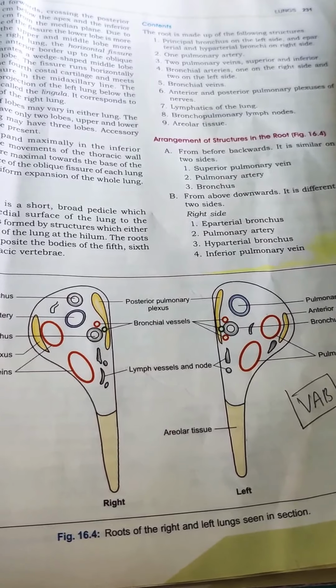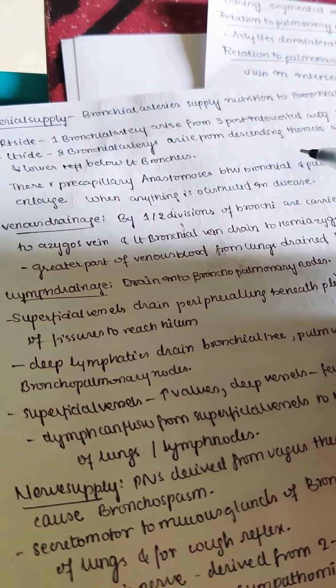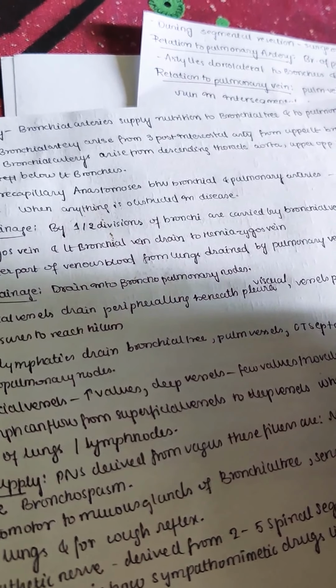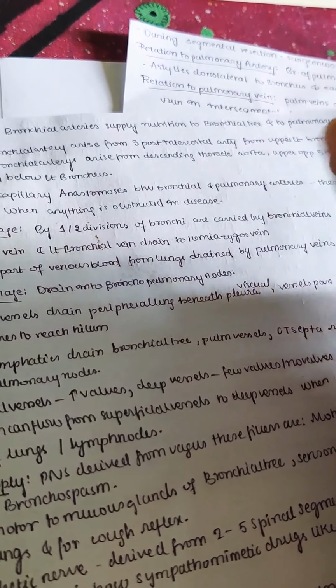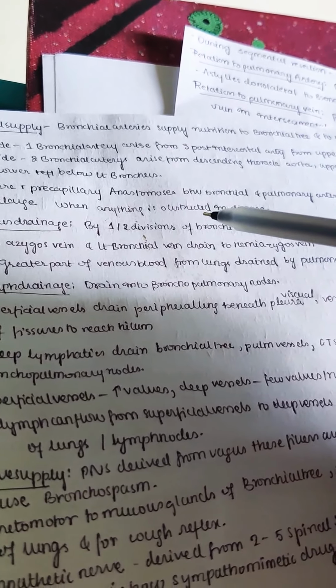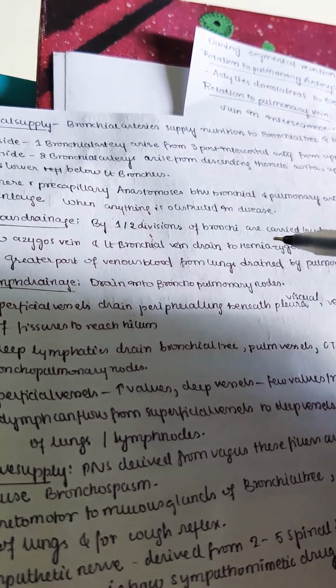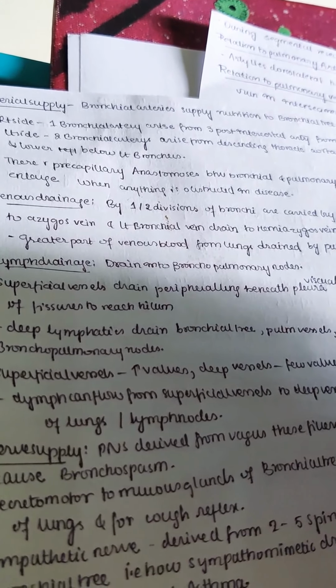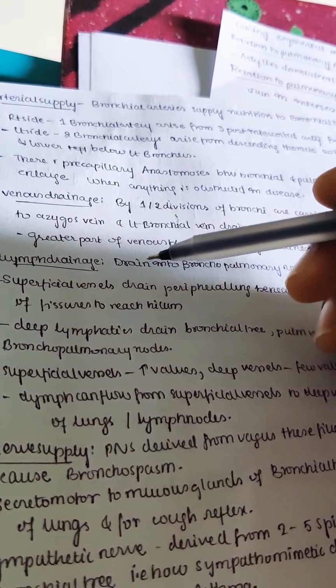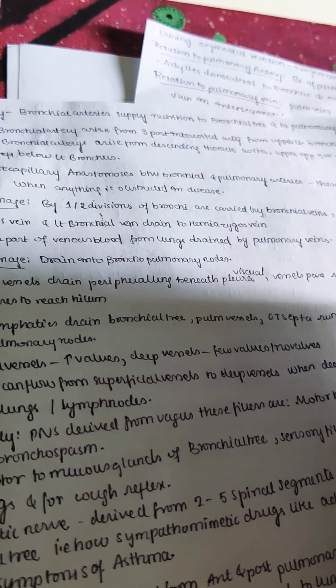Next, you can see there are some precapillary anastomoses between the bronchial and pulmonary arteries. These connections may enlarge when anything is obstructed in disease. So especially in a disease condition, because of obstruction, these vessels may enlarge. Now let us see the venous drainage. Up to the first divisions of the bronchi, drainage is mainly carried by bronchial veins.